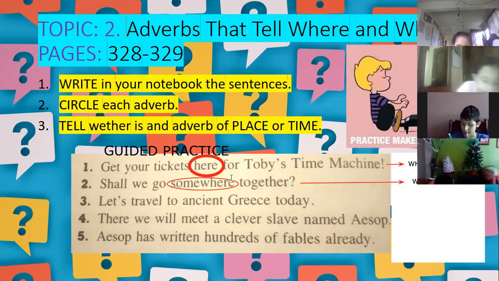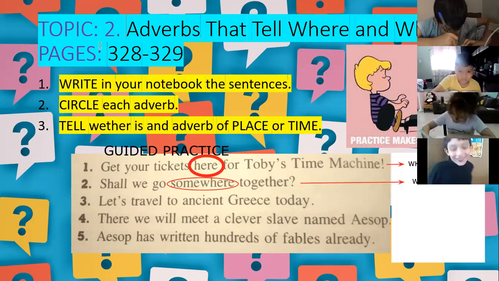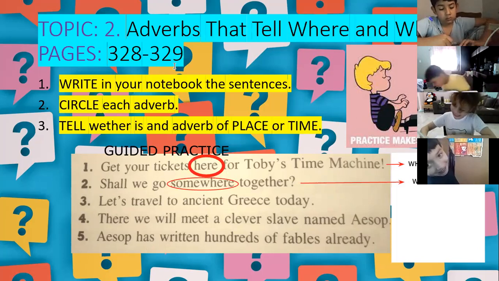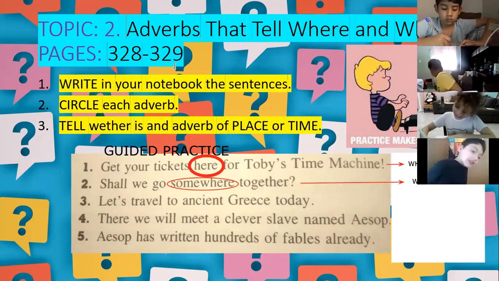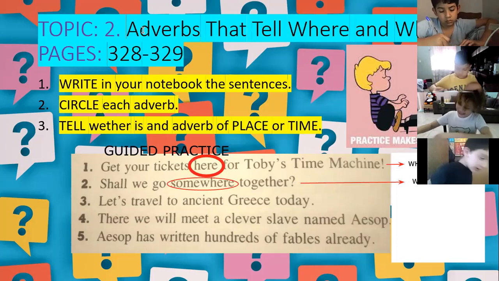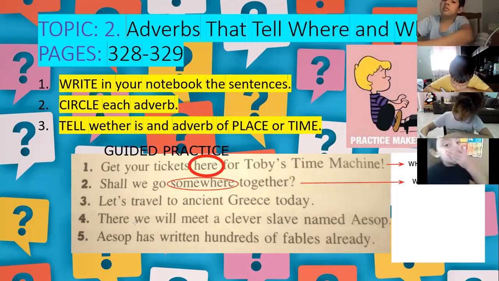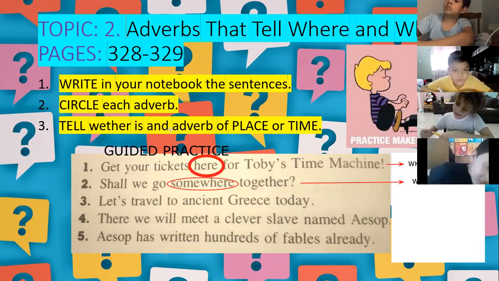Me, I need to use the line that I don't write on, because I don't have a space to write where at the end of the sentence. So write it in the next line. Okay. Then number three, let's travel to ancient Greece today.